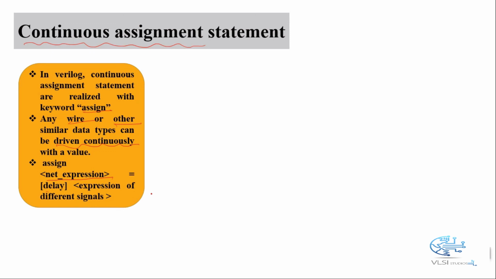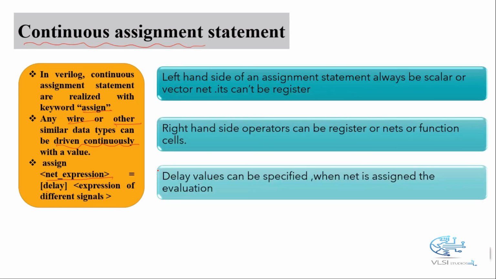There are a few points to keep in mind before writing the continuous assignment statement. The first point is that the left hand side of the continuous assignment statement must always be a scalar or vector of type net. We can't define the left side as a register, and on the right hand side the operand can be a register or a net, and also a combination of different functions. We also have to keep in mind the delay values that we specify whenever a net is assigned in our continuous assignment statement.